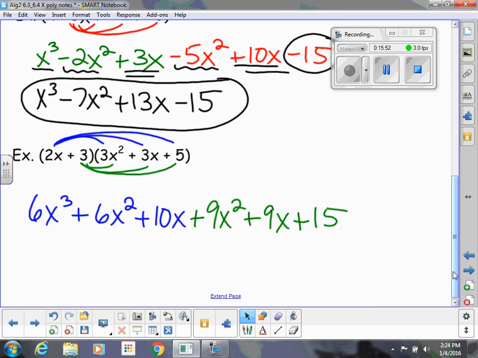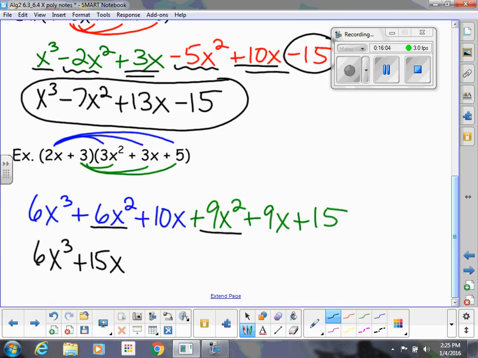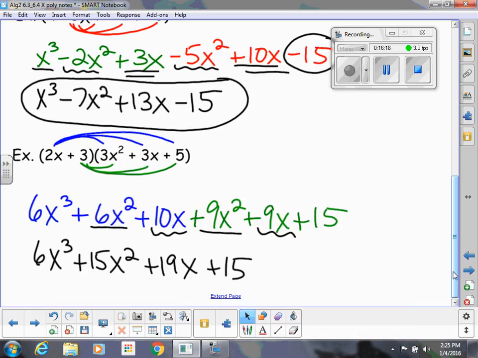All right, now let's combine. No other x cubes, so I bring that down. I've got a positive 6x squared and a positive 9x squared, so that's 15x squared. 10x and 9x is 19x, and then I'm going to bring down my constant of plus 15. Alrighty then, there we go. So now we can multiply any polynomials that come our way.